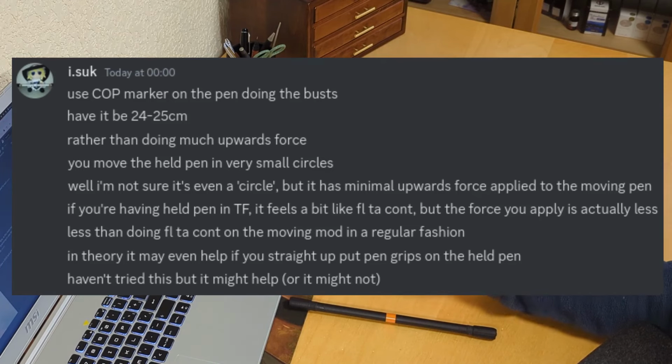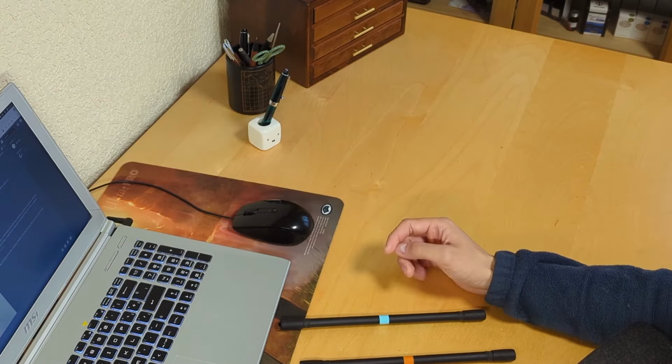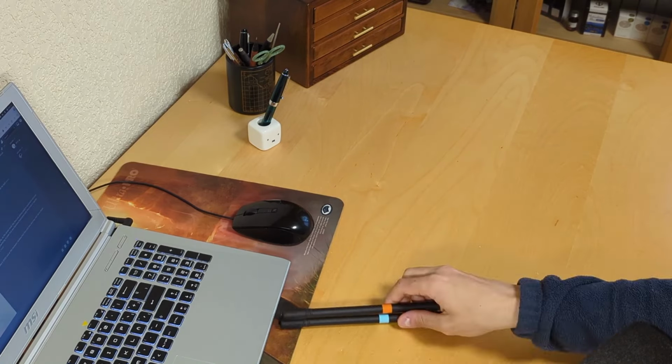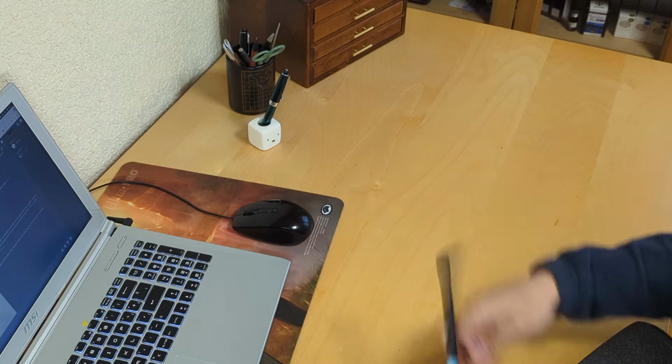This is probably because of what I said earlier, the higher the pen goes, the harder the trick becomes. In theory, it may even help if you straight up put pen grips on the held pen. He hasn't tried this, but it may help or it may not. I'm not good at this trick at all. I can do at most 2 with my regular mods, and even then it's very hard for me.